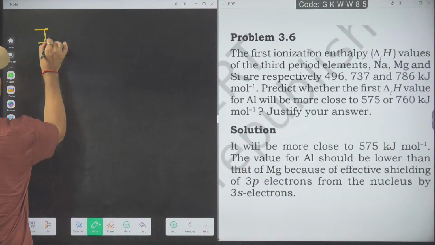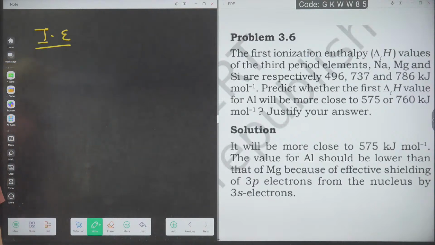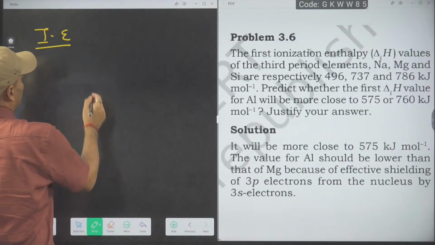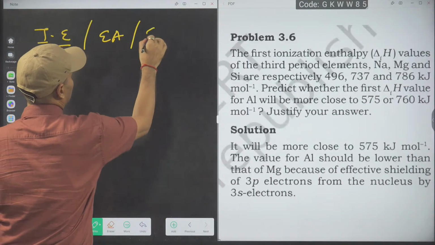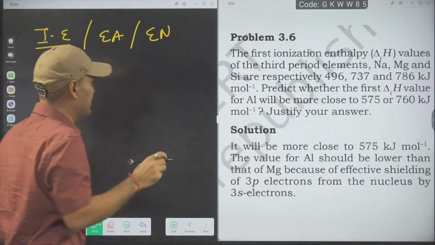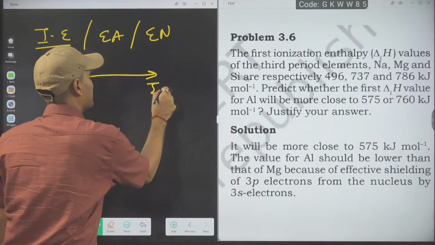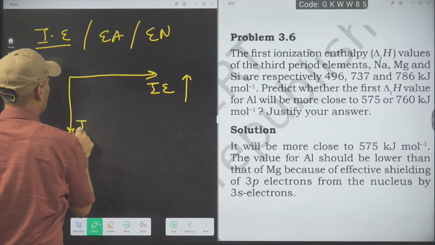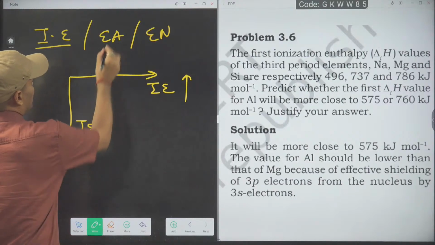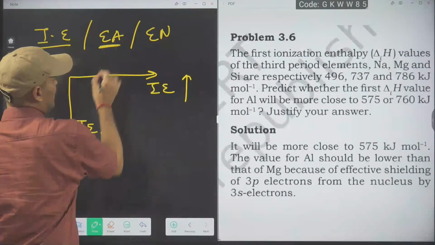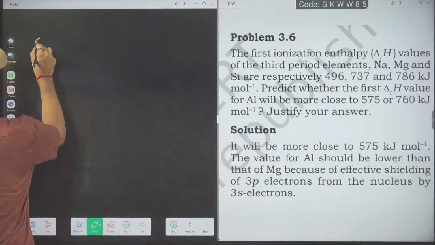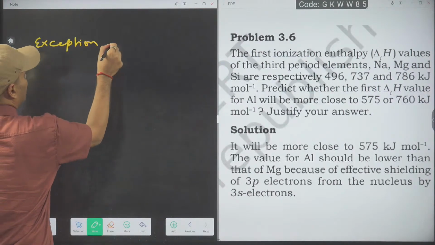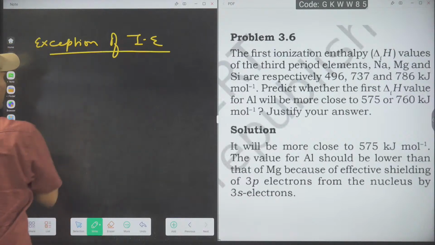In ionization energy, what should you remember? Tell me. Normal trend everyone should know. Ionization energy, electron affinity, electronegativity: the trend is same. In a period ionization energy increases, down the group ionization energy decreases. Same thing is for all. EA also same order, EN also same order. Okay? So let's see the exceptions of ionization energy.